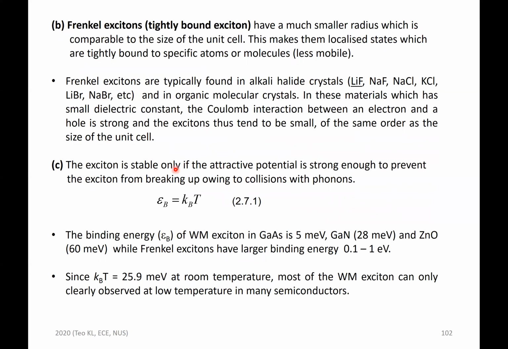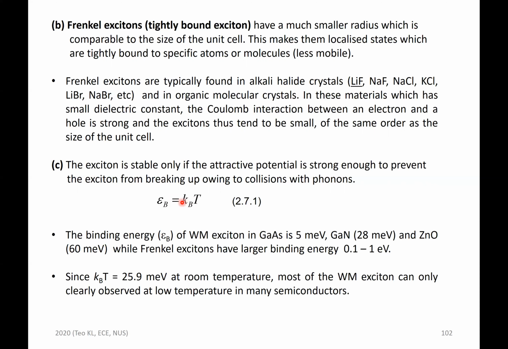Now, the exciton is stable only if the attractive potential is strong enough to prevent the exciton from breaking up owing to collision with the phonon. If you treat the exciton as one particle, due to the Coulomb attraction between the electron and hole, this particle will move inside the crystal, and the binding energy must be at least greater than or equal to kT. The reason is that this exciton will collide with the phonon or with the lattice, and the electron and hole will break apart. So the binding energy must be greater than or equal to kT.